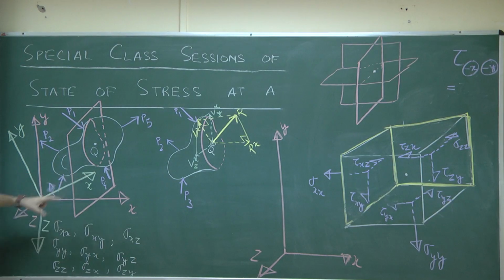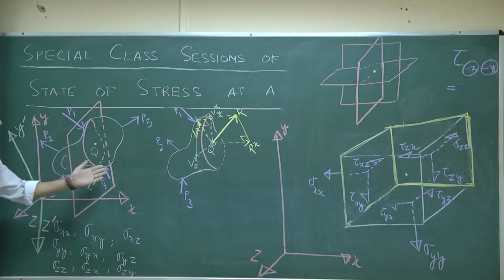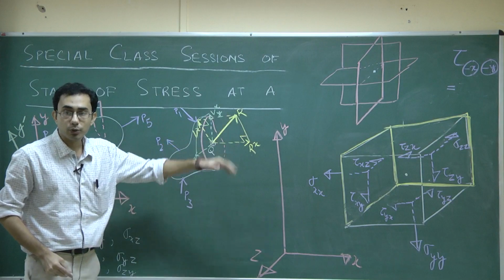So, this new kind of axis that I have drawn here, I will depict by x dash, y dash, z dash. You understand that x dash, y dash and z dash is a perfectly valid rectangular Cartesian coordinate system. If I were to begin the entire story all over again, I would consider a plane which is parallel to this y dash z dash plane, and I would take a cut like this that would expose a surface like this, and the whole story would repeat.